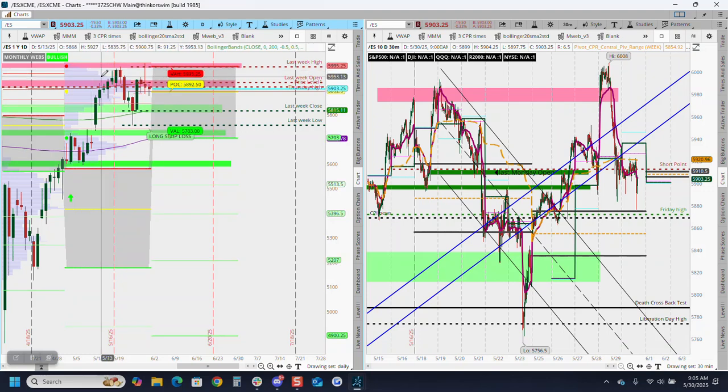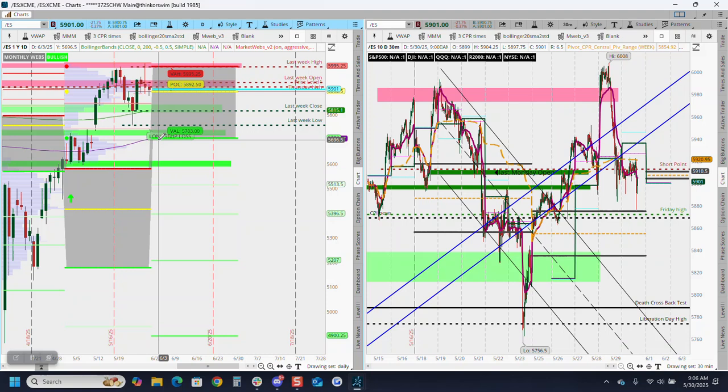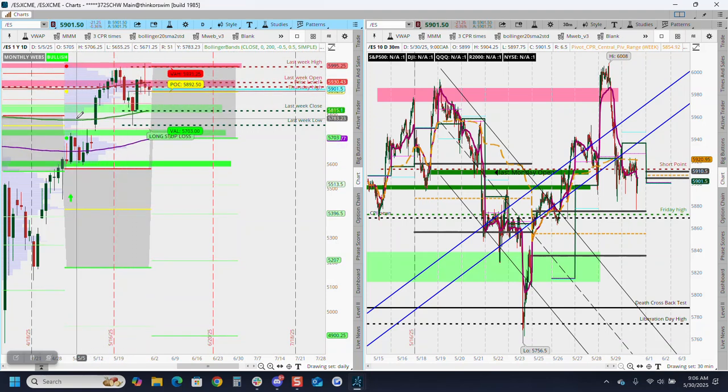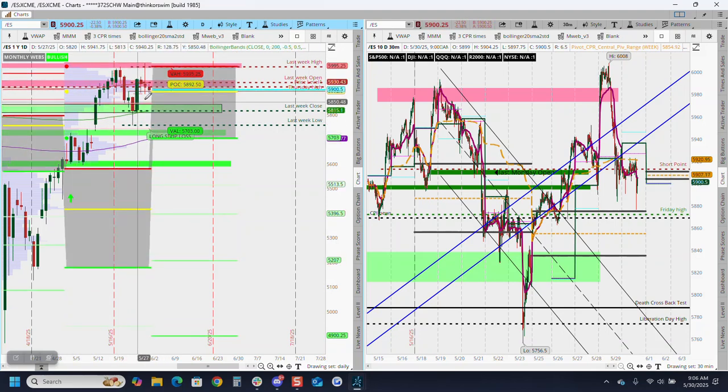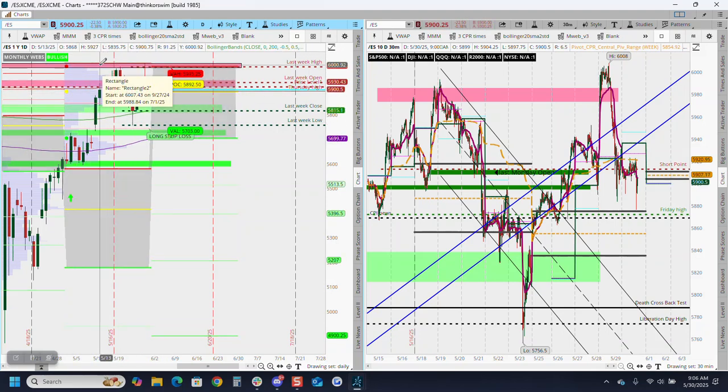We are right into a major point of control. You see right here, this major point of control. Ideally, you don't want to be doing lottos at the point of control. You want to be doing the edges. So be mindful of that. If you do take the short, you might want to give yourself some time on those shorts, okay? Because anytime you're doing a short right into the point of control, you could be chopped out for several hours before a directional move actually starts to play out.